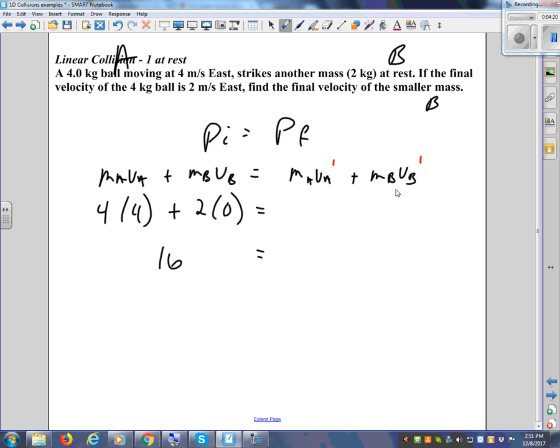Now, is the mass of A before the collision the same as the mass of A after the collision? Yes, of course they're the same, right? So those are going to both be 4, and this is going to be 2. The masses are the same. And the velocity of A, now here, if the final velocity of the 4 kilogram ball is 2 east, so this is now a 2, and you're solving for VB prime.